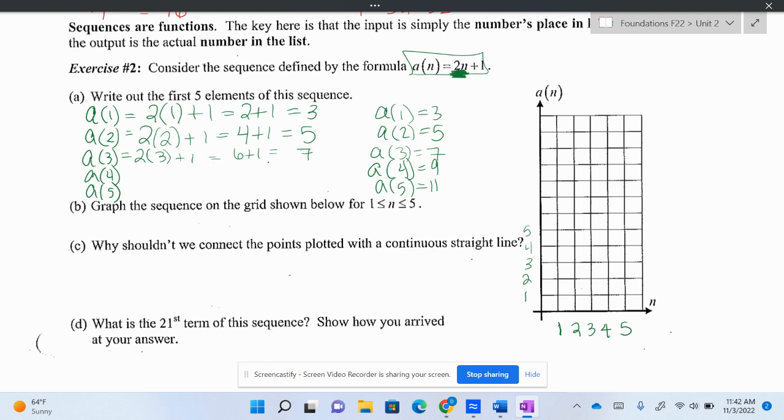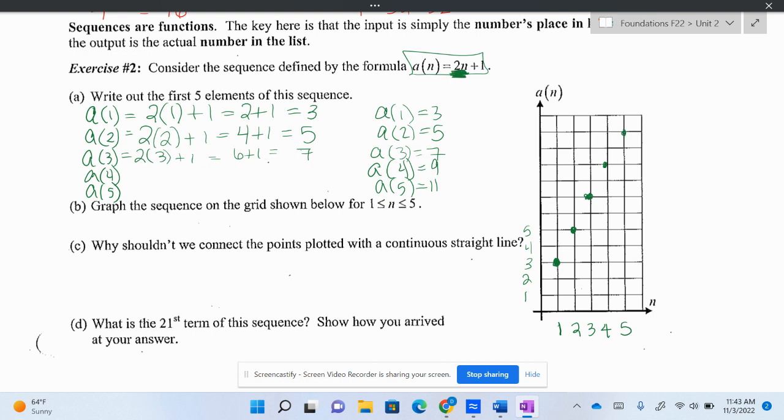So this says that when n is 1, a to the n is 3. When n is 2, a to the n is 5. And can't I just go up 2 over 1 each time? Because that's what my slope is. Are you guys okay with that? Up 2 over 1, up 2 over 1, up 2 over 1.